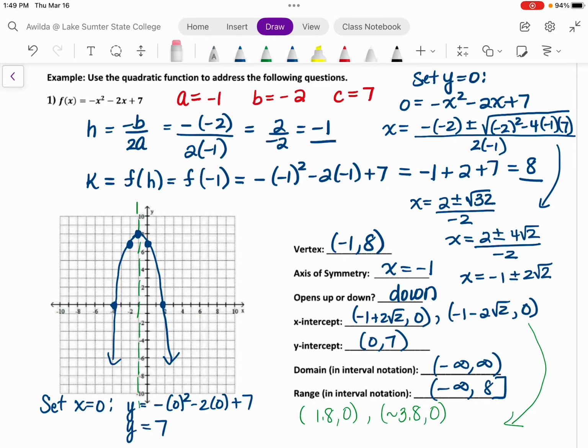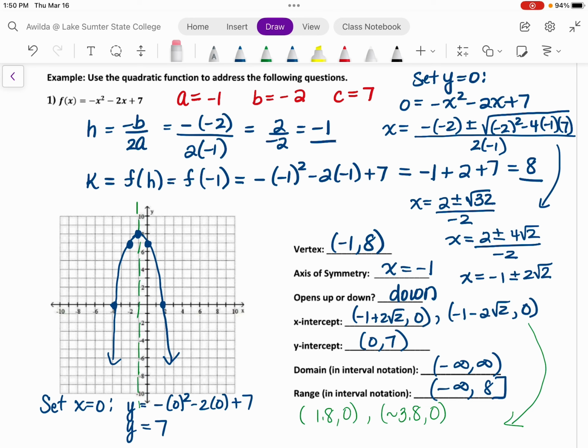In the previous video, we were trying to find the x-intercepts of the given equation, and we found them in exact form: -1 plus or minus 2 square root of 2, comma 0. 2 times the square root of 2 can be approximated as 2.8. So the approximations for these two x-intercepts are 1.8, comma 0, and -3.8, comma 0.